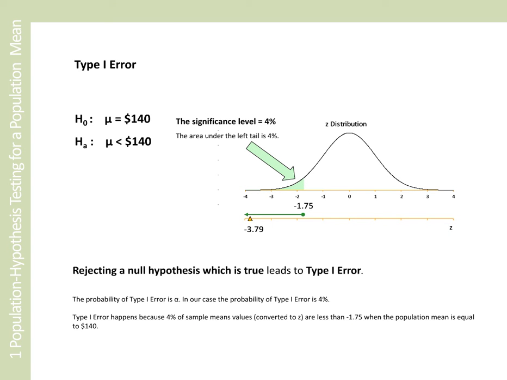Let's talk about type 1 error. Rejecting a null hypothesis which is true leads to type 1 error. In our case the probability of type 1 error is 4%. Type 1 error happens because 4% of sample mean values, converted to z, are less than -1.75 when the population mean is equal to $140.